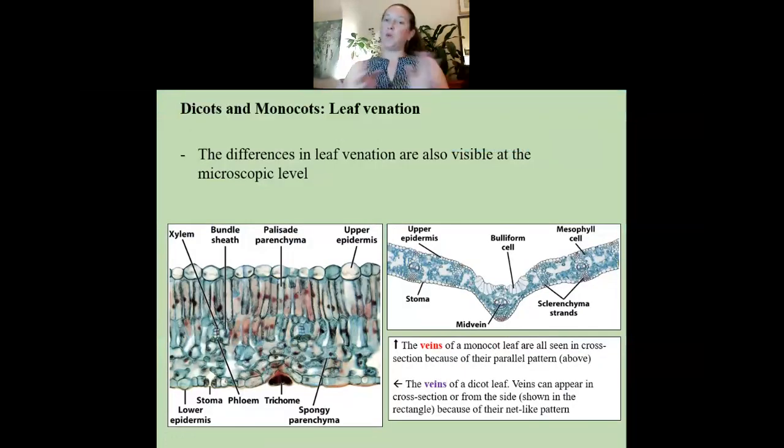Okay, so remember when I was talking about leaf venation and how you can tell a monocot and dicot leaf apart by looking at the veins? Because the dicots have that net-like venation, whereas the monocots have that parallel venation. Well, you can see that with the naked eye, but if you were to do a cross-section of the leaf, you could actually see that in the microscope slide. So let me show you. So look here. On the bottom, it says the veins of the monocot leaf are all seen in cross-section because they're a parallel pattern, right? Parallel pattern.